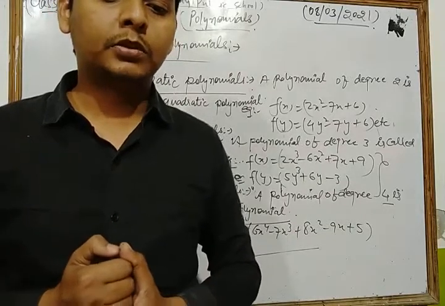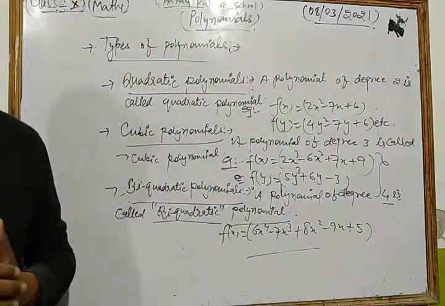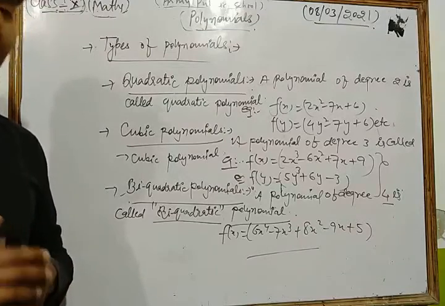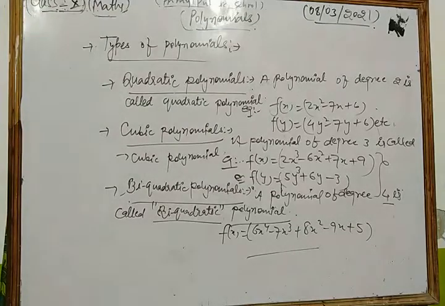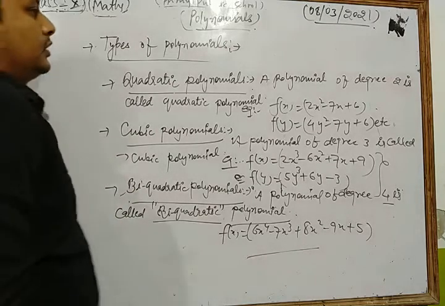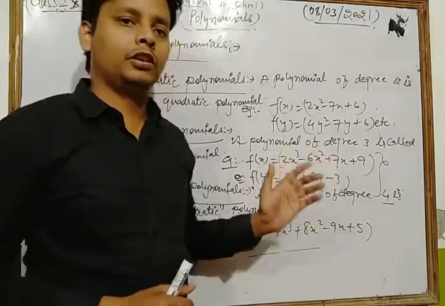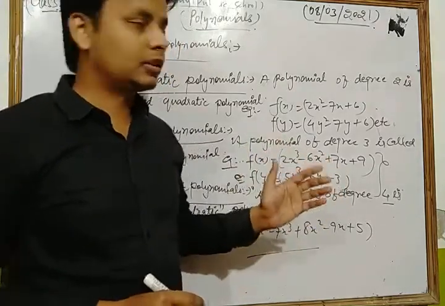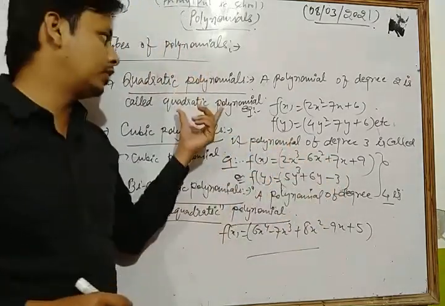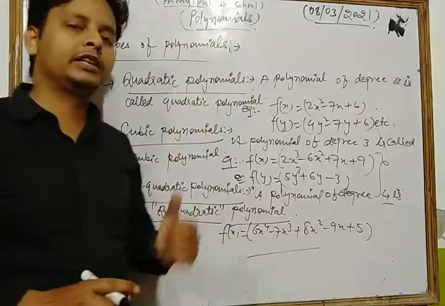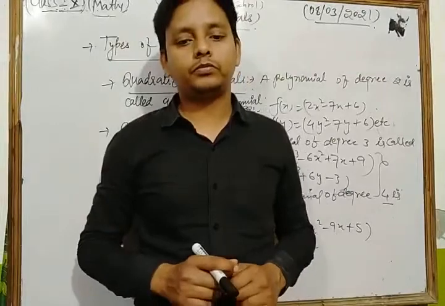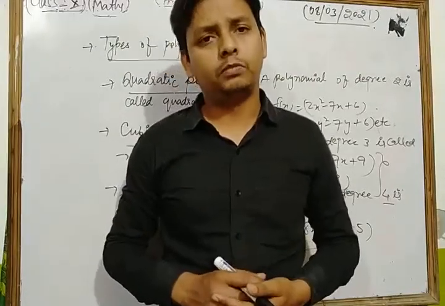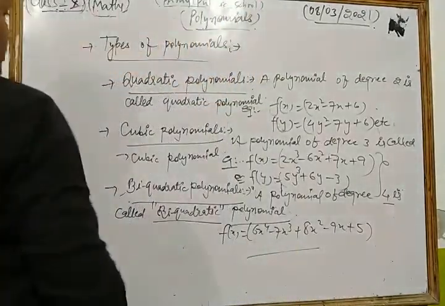Now we are going to discuss the value of a polynomial at any point. Thus, dear students, in this way we have cleared the concept of the types of polynomials: quadratic, cubic, biquadratic, linear and constant polynomials. Now we are going to discuss the concept of the value of a polynomial. Let's see, dear students.